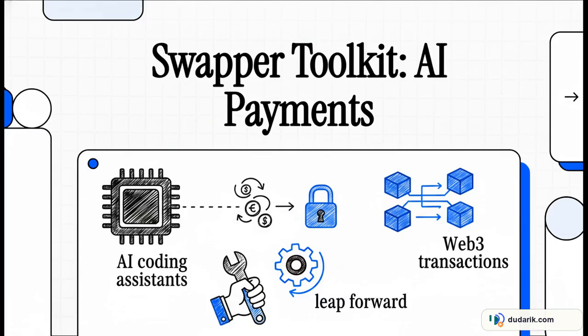Today, we're taking a really focused deep dive into what I consider a major leap forward for AI coding assistance and automation. We're looking at the Swapper Toolkit. Basically, it's an open source project that is acting as a desperately needed payment layer for AI agents. If you are building with AI right now and you're constantly hitting a brick wall the second you need to handle a Web3 transaction, well, you are definitely going to want to pay close attention to this one.